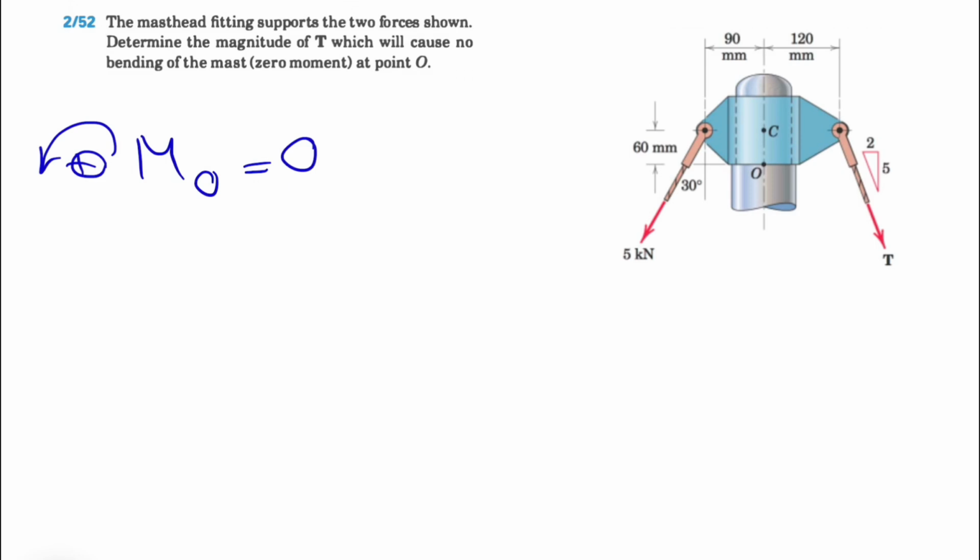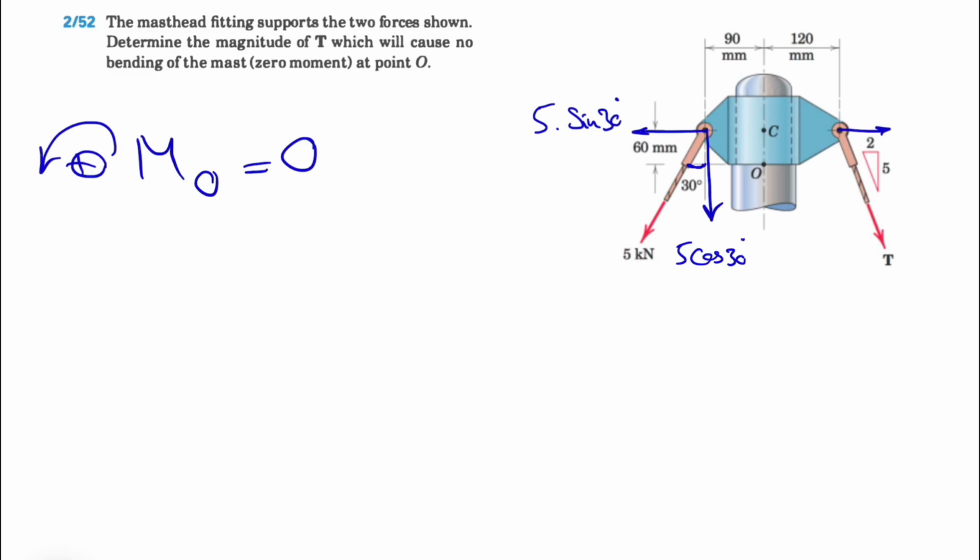First of all, we're going to break down these two forces into x and y components. So let's start with the 5 kilonewton. This angle right here is 30 degrees, meaning this one will be 5 kilonewton times sine of 30 degrees, and the other one will be 5 cosine of 30 degrees.